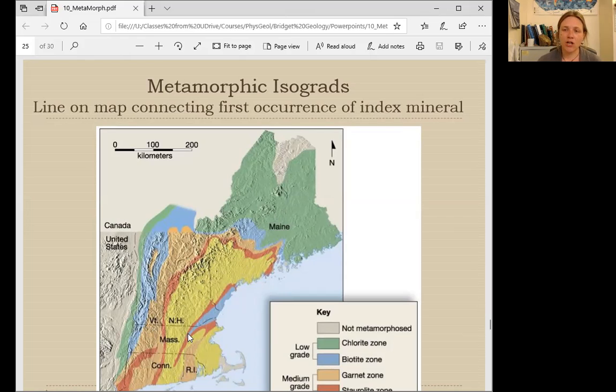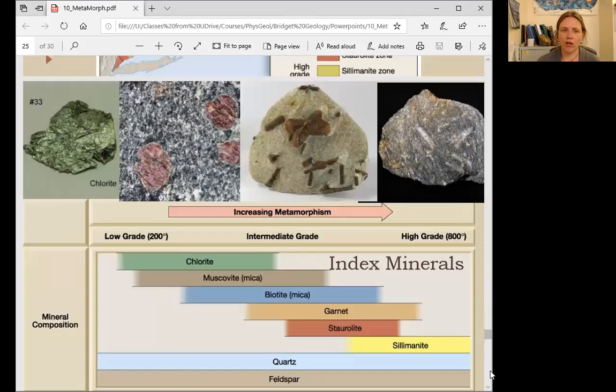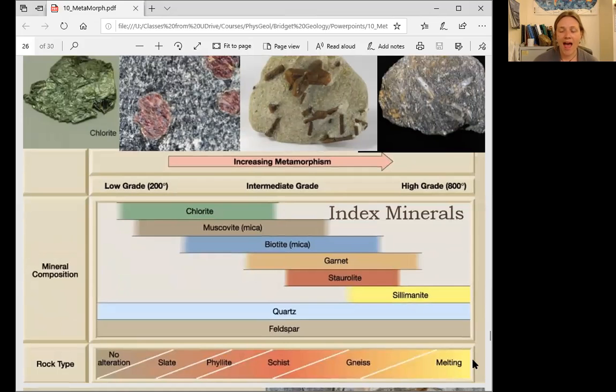In particular, we draw the lines on the map where we first start to see particular index minerals that might be formed at particular temperature and pressure environments. Let me take you to the next slide, where I'm going to tell you about what an index mineral is. Index minerals are basically minerals that give us an index, or help us understand the temperature and pressure environment, or the metamorphic grade environment, where a particular rock was forming.